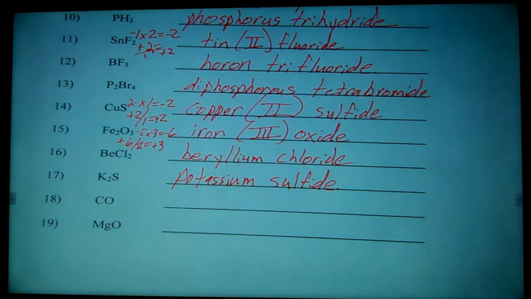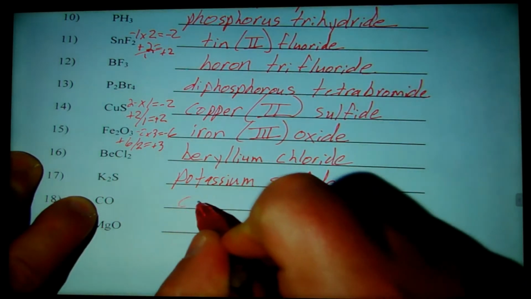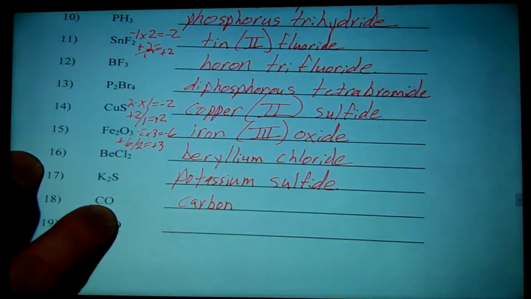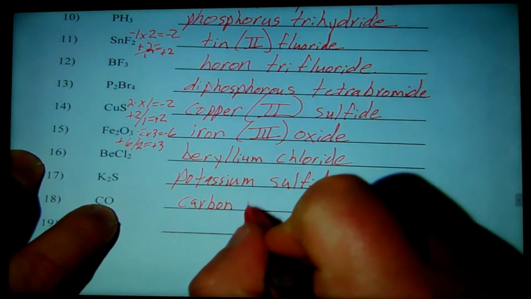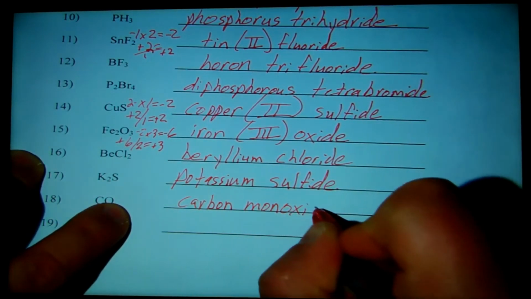Number 18, you guys have all heard about this one. It's CO. It's carbon and oxygen, so they're non-metals. Covalent, which means use prefixes. So there's only one carbon, so we just name the element carbon. Then O, we have one, so mon-oxide. Carbon monoxide.